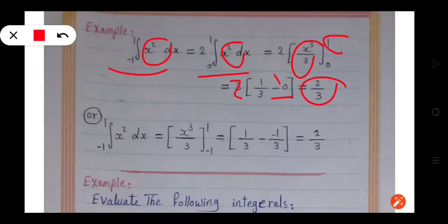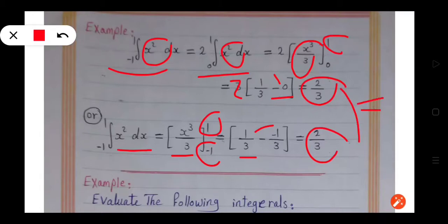Without using this property, direct integration of x squared is x cubed over 3 from negative 1 to 1. Put 1, we get 1 over 3, and putting negative 1, we get negative 1 over 3. Negative times negative equals positive, so 1 over 3 plus 1 over 3 equals 2 over 3. The two results are equal.